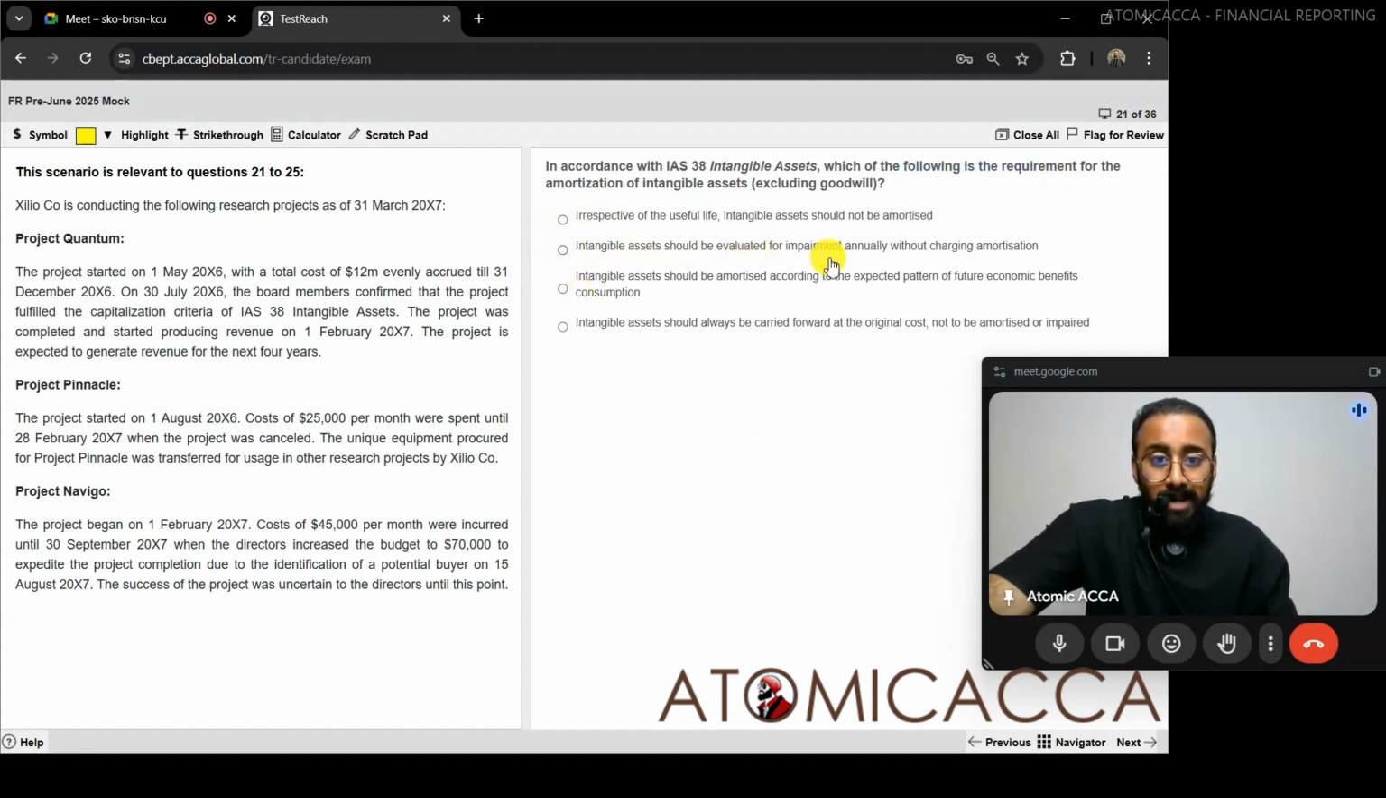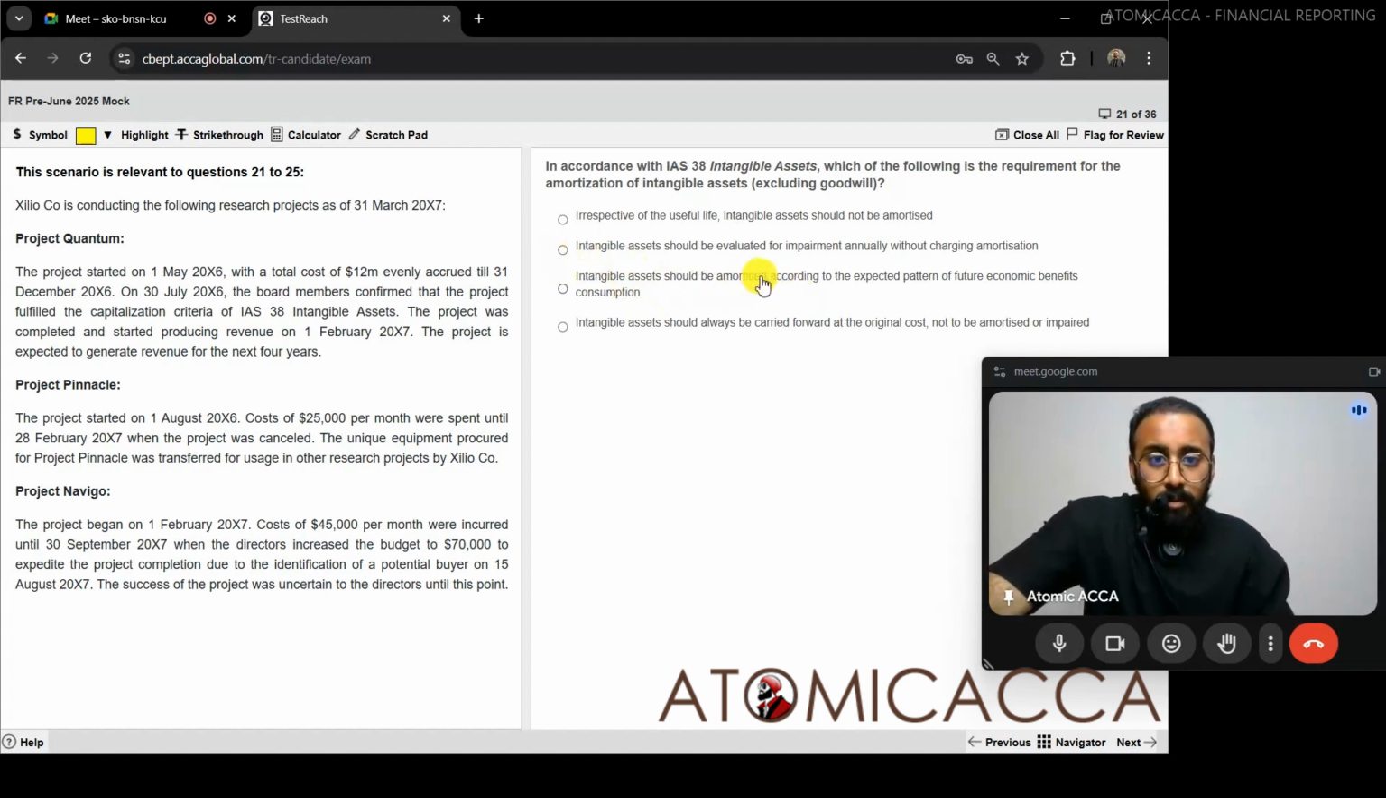Option B: intangible asset should be evaluated for impairment annually without charging amortization. This is only for the indefinite life assets. We'll just keep it on hold if they're meaning for that or not. On a basic sentence basis, that is wrong. Intangible asset that is having indefinite life should not be charged any amortization. It should be checked for annual impairment. We'll keep point number B on hold.